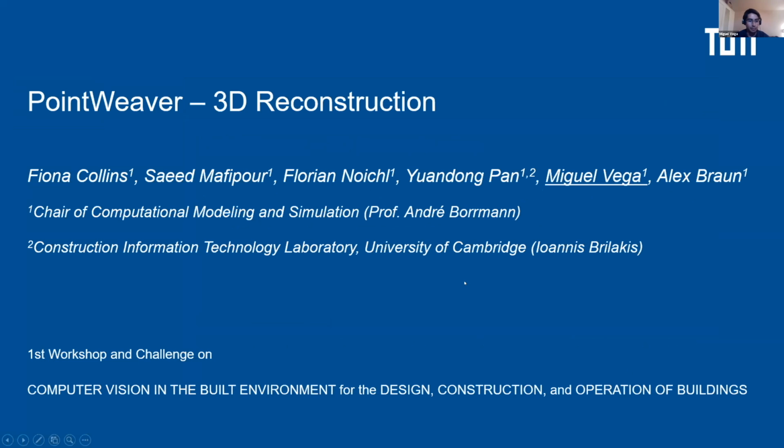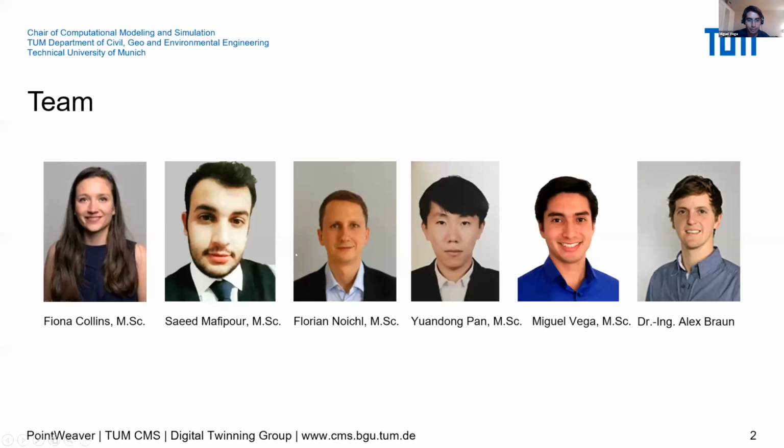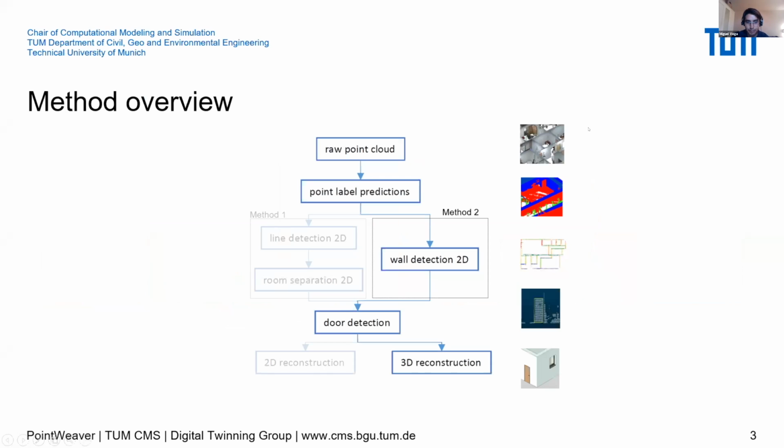Okay, today I have the pleasure to introduce you Point Waiver, the method we developed for the 3D reconstruction challenge. This was a result of the collaborative effort of the Digital Twin Group. In our method, we start basically with a raw point cloud, and we predict labels in this point cloud, detect walls in 2D, and then detect doors, windows, and finally perform the 3D reconstruction.